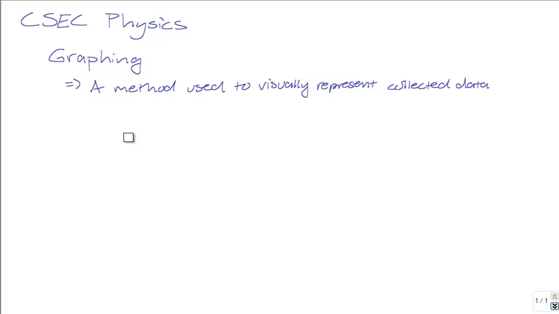So a graph is, as you can see on the screen, a method used to visually represent collected data. A graph usually shows you how one physical quantity or one parameter varies with another parameter. It's a visual method, which means the collected data is plotted in a way that makes it easy for you to see, without necessarily doing plenty of calculations, how one quantity varies with another quantity.